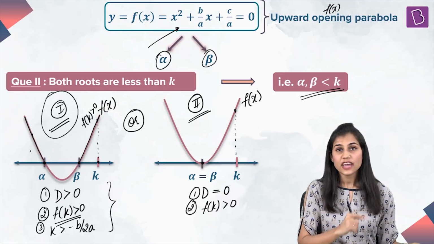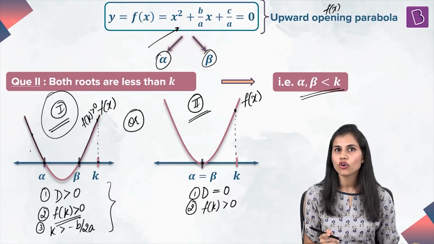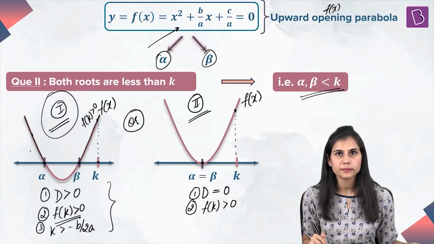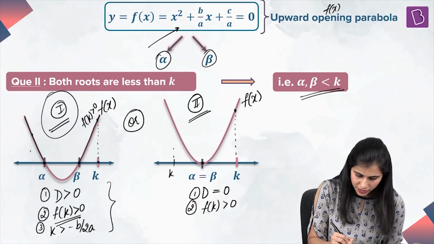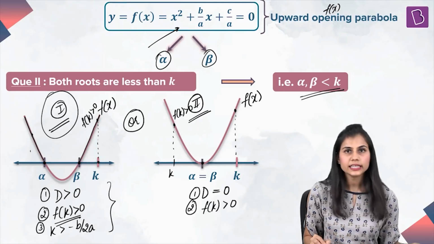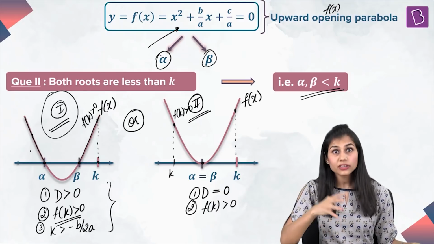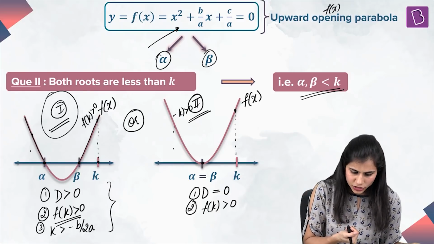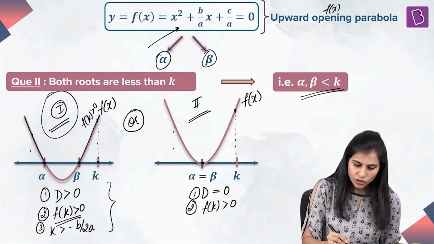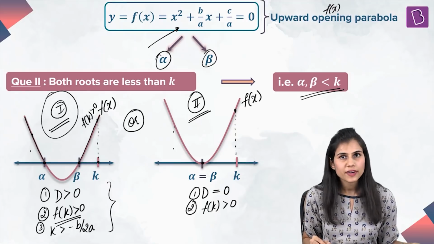But again, f of k positive doesn't ensure that k is lying to the right of alpha and beta. Even when I say f of k positive, k could also lie here. If k lies here, even then f of k is positive. Do you agree? But I want k to be lying to the right of alpha and beta. That's what I want, right? So I need another condition which will ensure that k is lying to the right of alpha and beta.